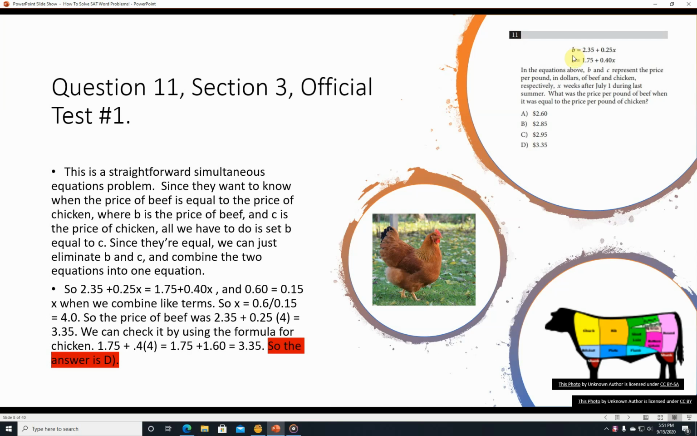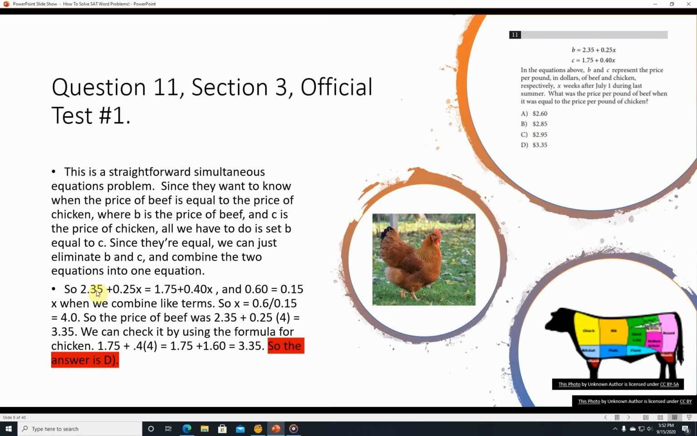All right, so we see then we're going to have to set B and C equal to each other, and then we'll just be able to solve the combined equation because it'll just become one equation. So this is a straightforward simultaneous equations problem, since they want to know what the price of beef is when it's equal to the price of chicken, and where B is the price of beef and C is the price of chicken. All we have to do is set B equal to C. Since they're equal, we can just eliminate B and C and combine the two equations into one equation.